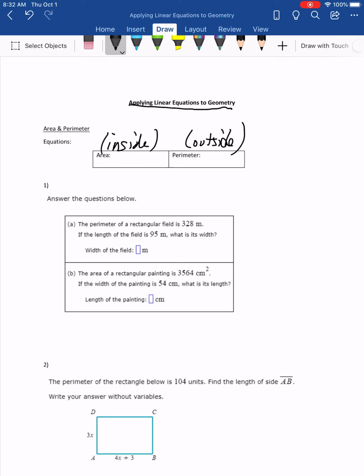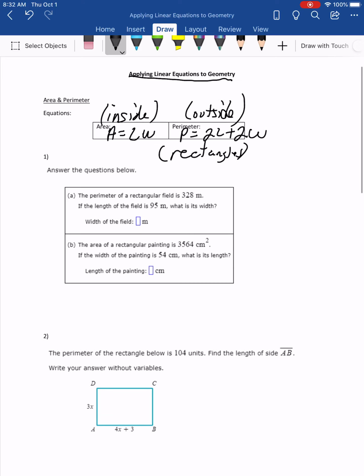Okay, and the equation to find area is you just multiply the length and width, so area equals L times W. Perimeter is adding up the sides of the figure, so perimeter is 2L plus 2W. I should specify these are for rectangles. Okay? All right, so let's take a look at how we're going to use this.